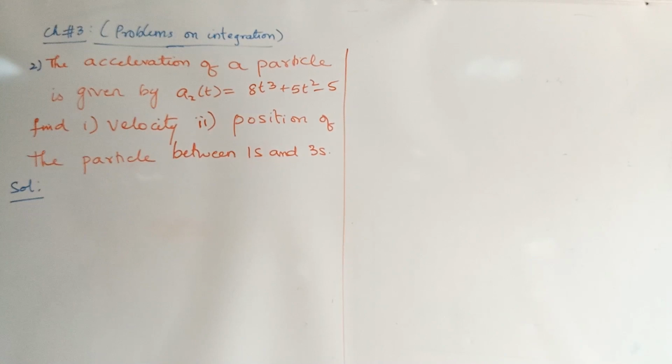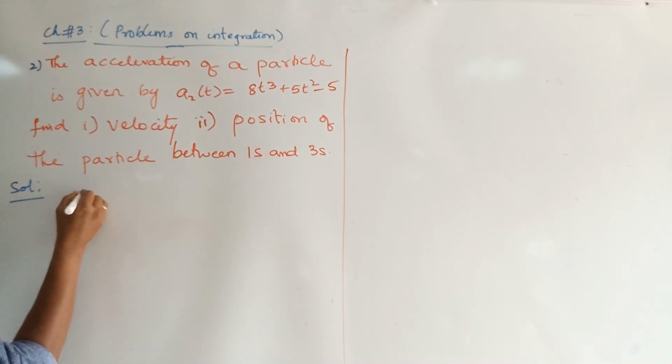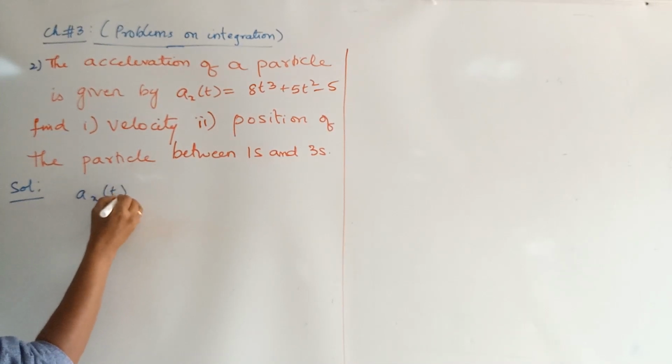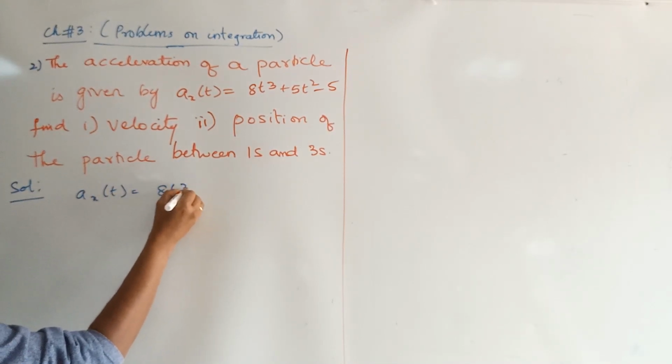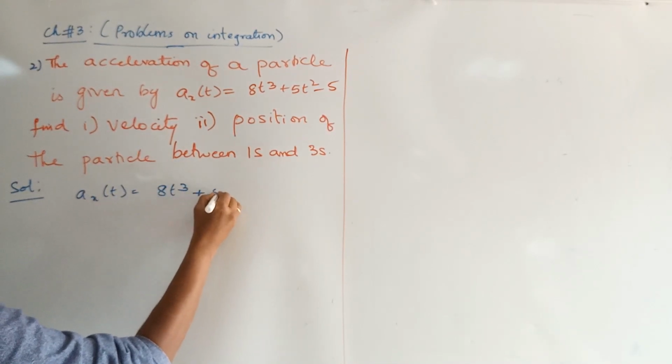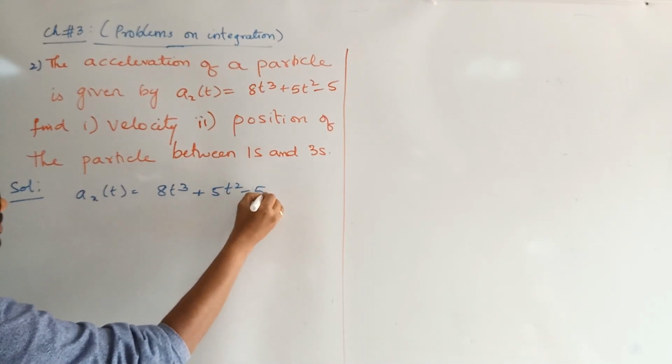Now look at second question. Similar way, the acceleration of a particle is given by a_x(t) = 8t cube plus 5t square minus 5. Find velocity and position of the particle in between 1 second and 3 seconds. It's a similar way. First of all, solution. Acceleration equation: a = 8t cube plus 5t square minus 5.